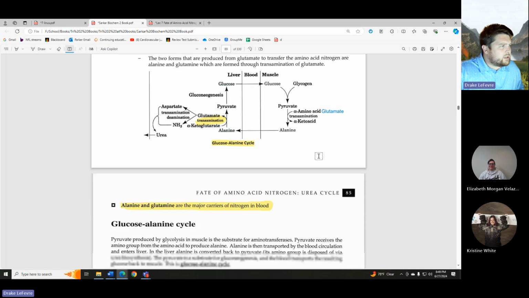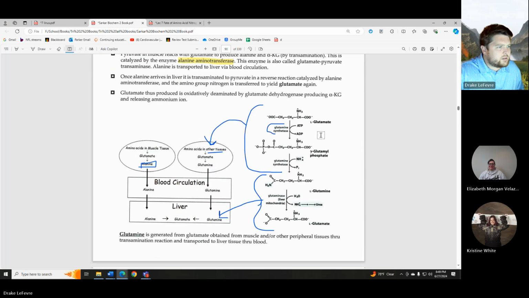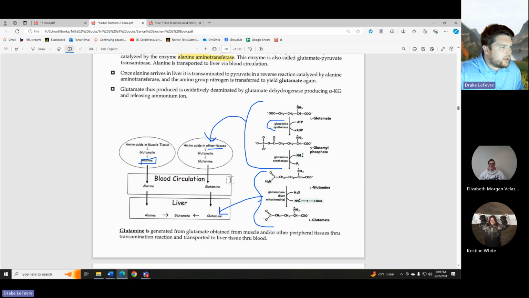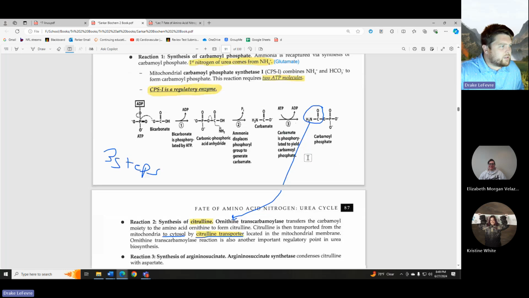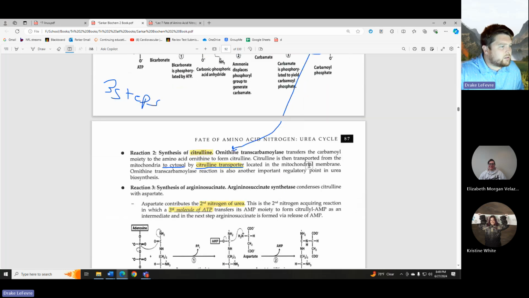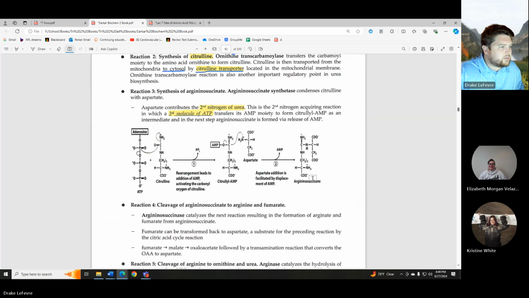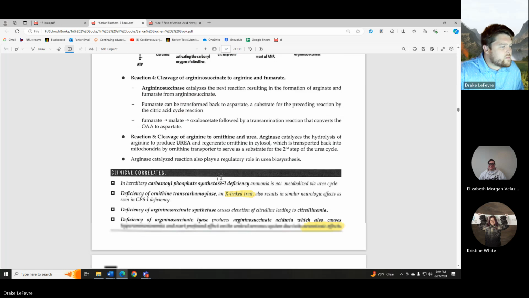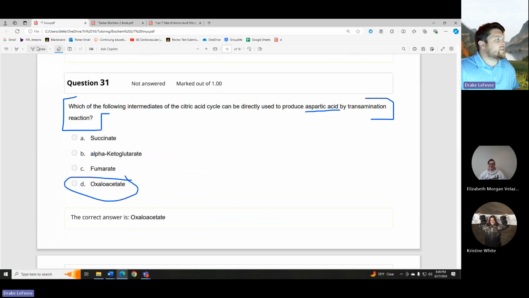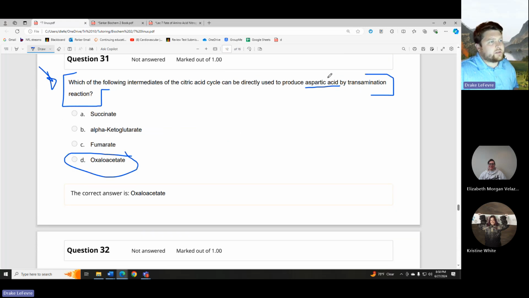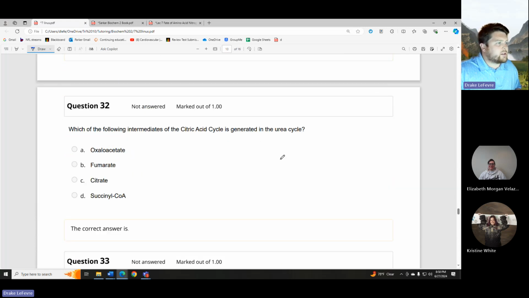Yeah, I don't see anything in here that specifically gives that. So yeah, just if he has that question, this is one that I'd star in here just to review what the answer is. If you see aspartic acid, it's oxaloacetate.